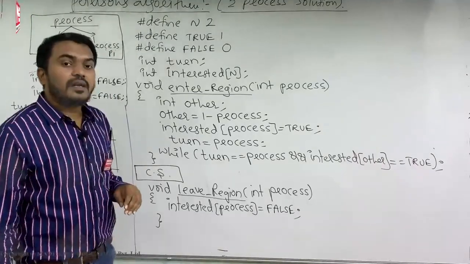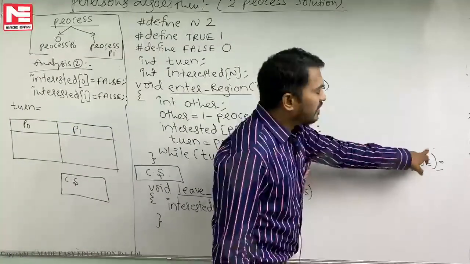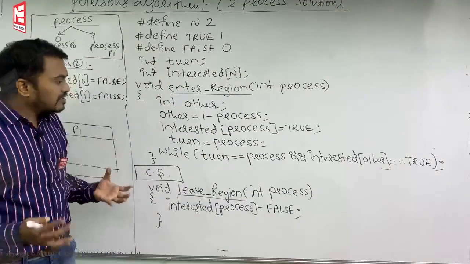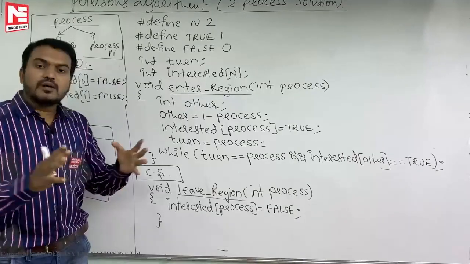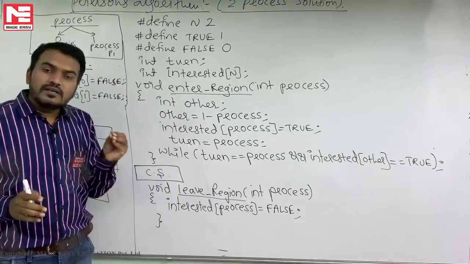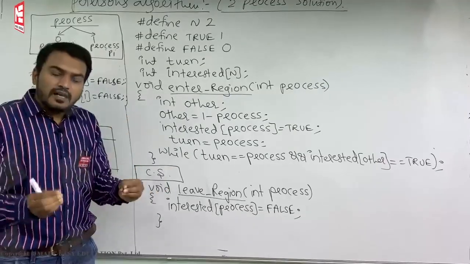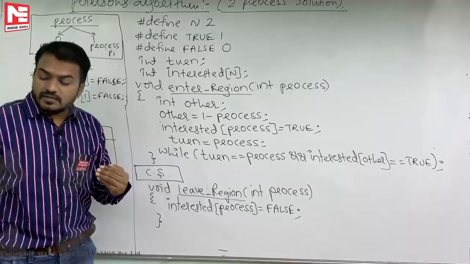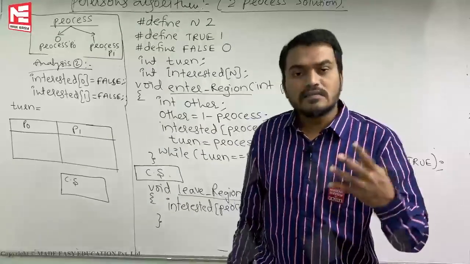So where will P0 stop? P0 will stop in the while loop, so it will keep on checking all these conditions, and P0 will stop here. So it is very clear. What you understand from this is, when P1 is in the critical section, P0 is not allowed, and when P0 is in the critical section, P1 is not allowed. You can try in any possible manner, only one process will come into the critical section. So it means mutual exclusion is satisfied.